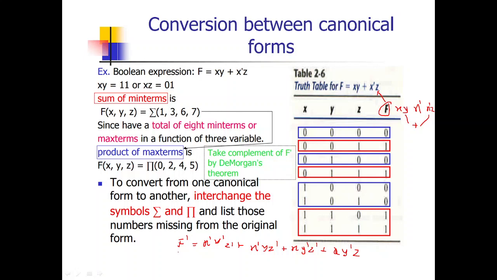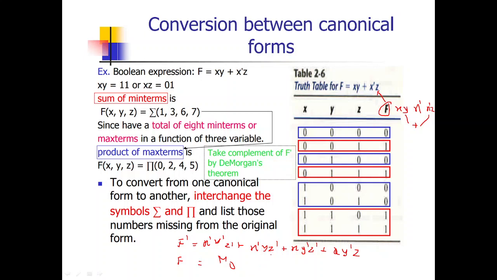We are considering it as f dash. So what we have to do? We have to take the complement on both sides. We have discussed this in the previous slide, and the same thing has to be followed here. So while taking the complement on both sides, this f dash becomes f, and x dash y dash z dash becomes x plus y plus z, right? x dash dot y dash dot z dash becomes x plus y plus z. x plus y plus z is nothing but capital M0, right?